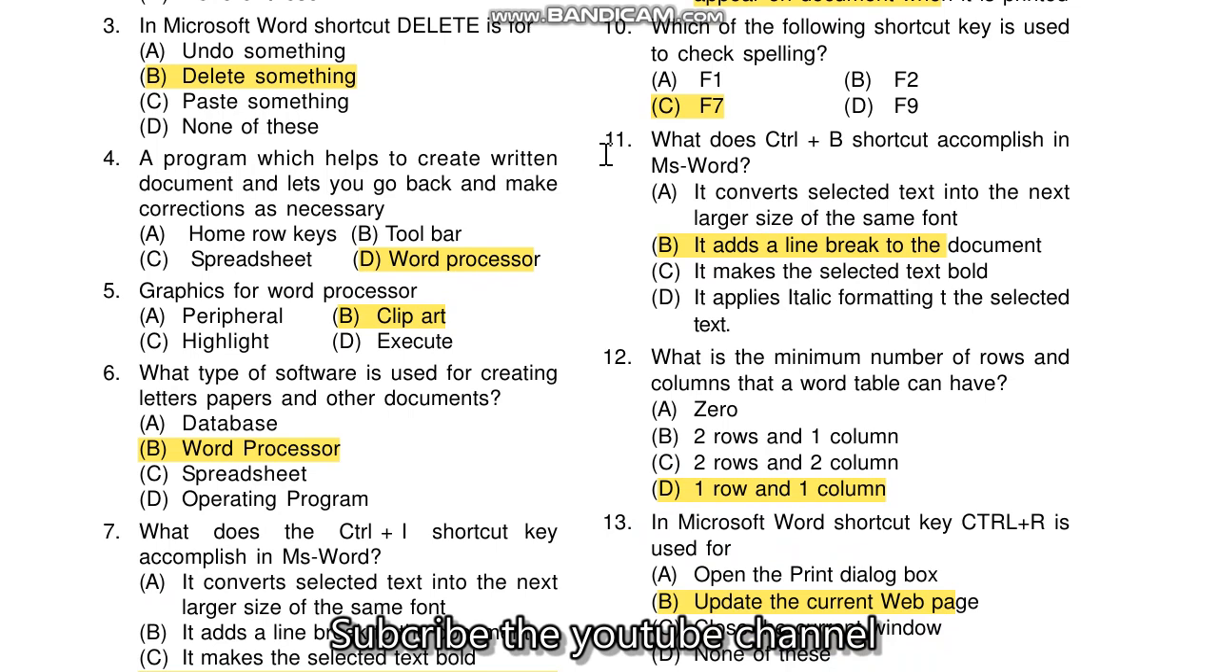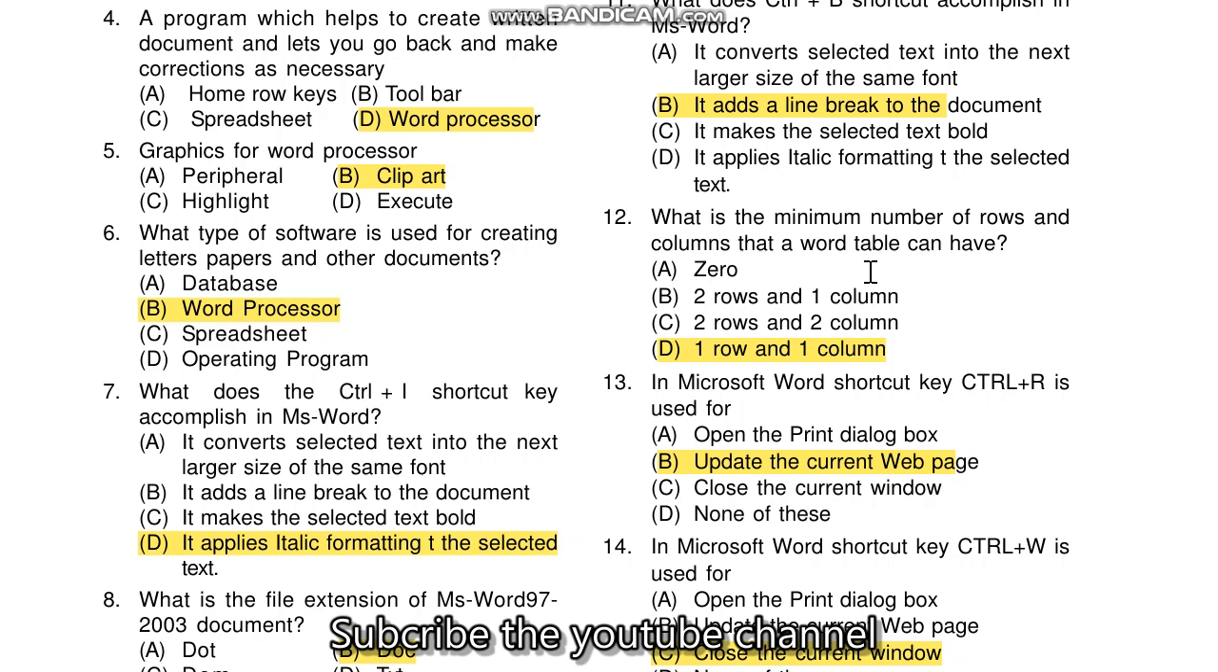Question number 11: what does the Ctrl+B shortcut accomplish in MS Word? It adds a line break to the format. Question number 12: what is the minimum number of rows and columns that a Word table can have? One row and one column.